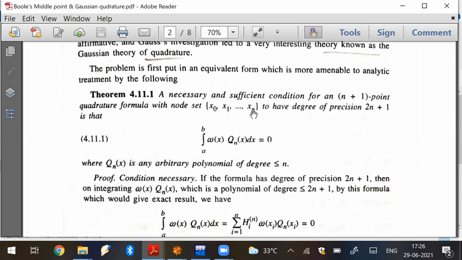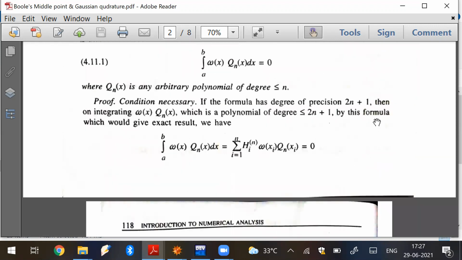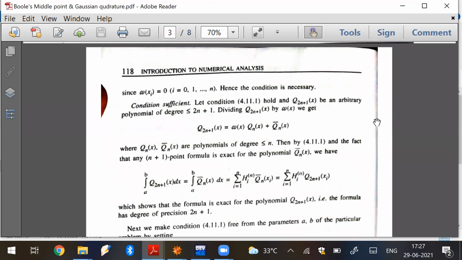And vice versa. If I take any n plus 1 point quadrature formula with such nodes that this is true, then it will have a degree of precision 2n plus 1. I'm not going into the proof of this theorem because it is not related to the C programming we have to develop here. Only for the sake of knowledge, I just discuss the result here.